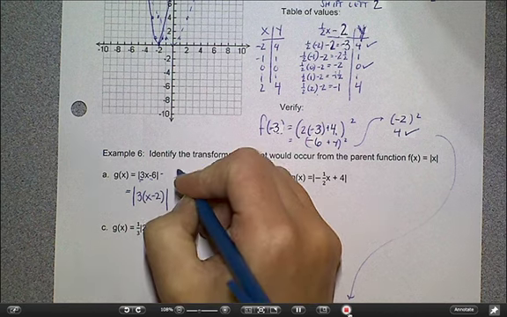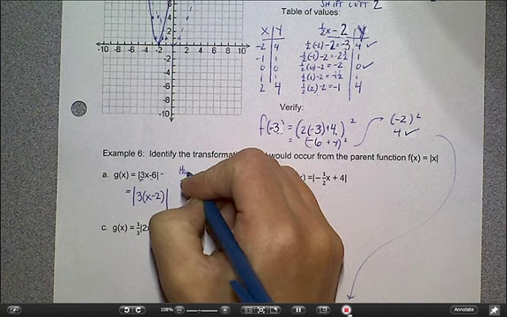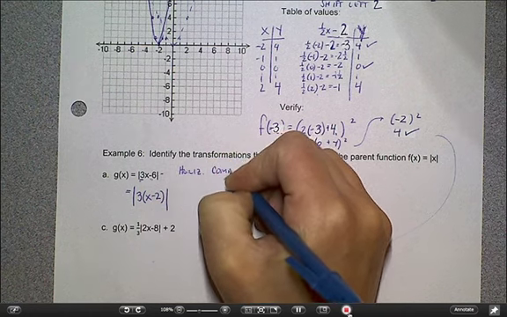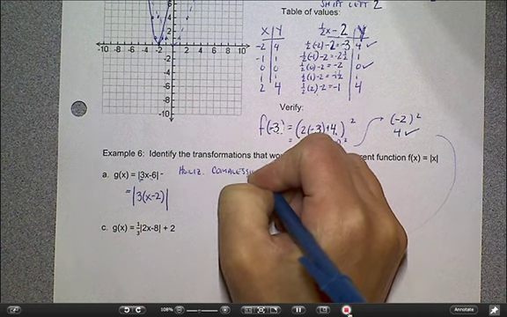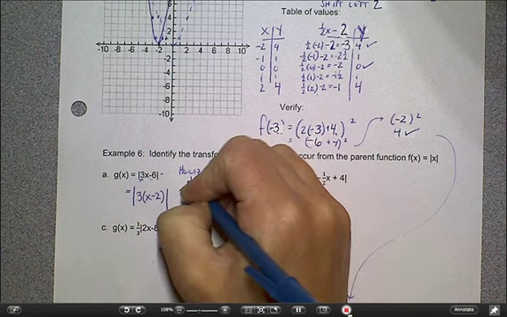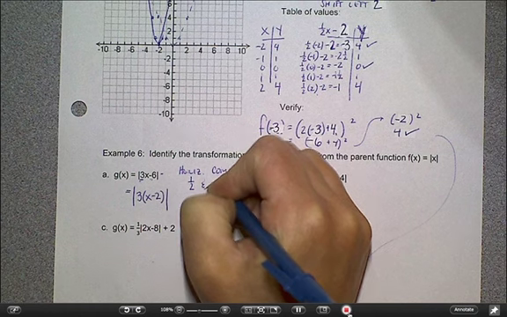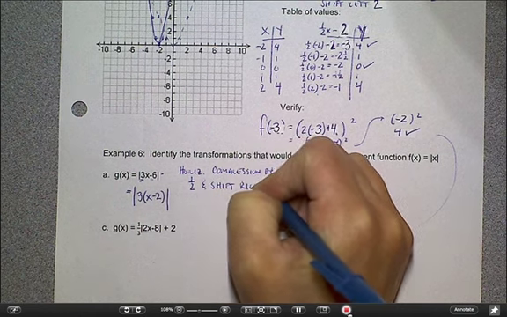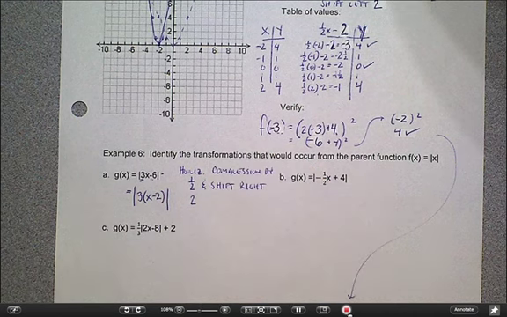So then this would be a horizontal compression by 1/3. And a shift right 2.